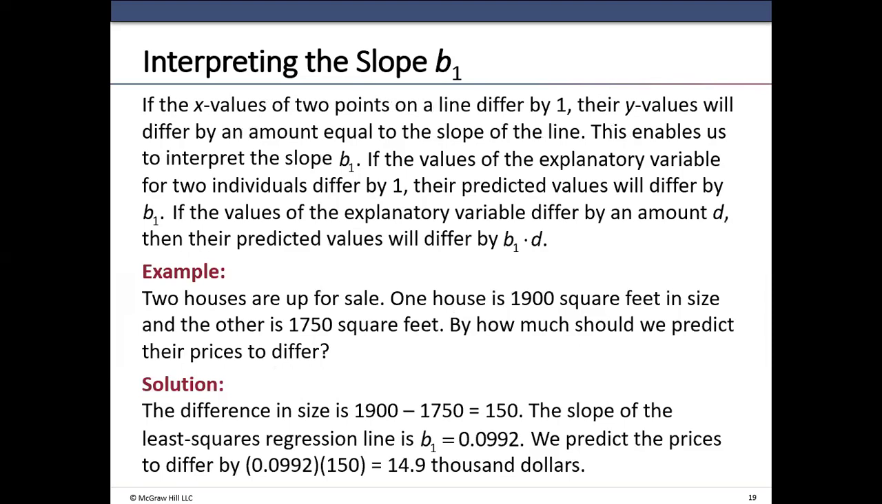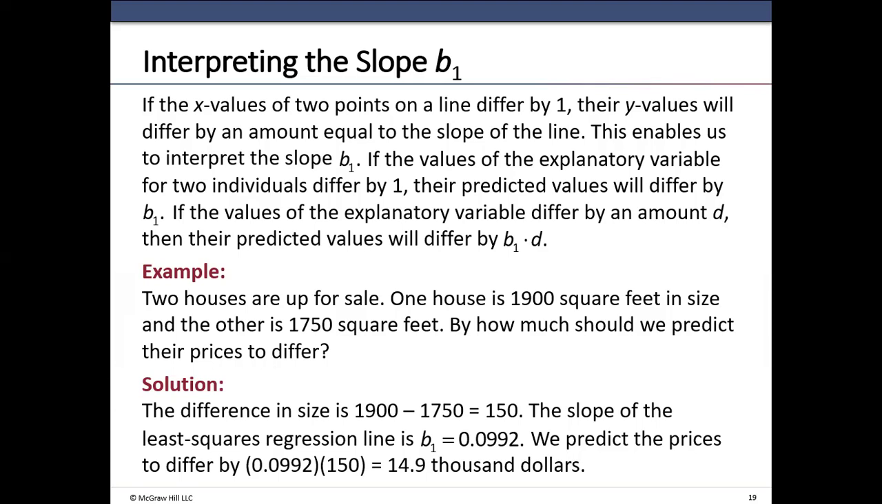And what is the meaning of the slope? If x values of 2 points on a straight line differ by 1, their y values will differ by an amount equal to the slope. This enables us to interpret the slope b1. If the values of the explanatory variable, that is the x values of two individuals, differ by 1, their predicted y values will differ by b1. If the x values differ by an amount d, then their predicted y values will differ by d multiplied by the slope.